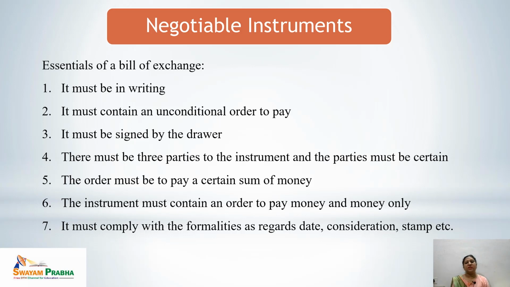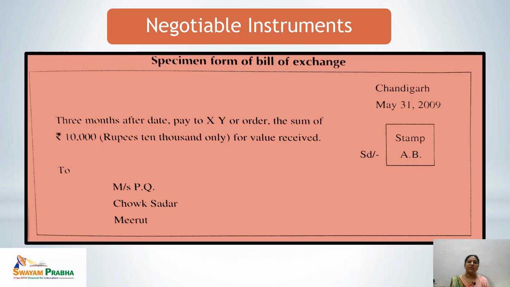The instrument must contain an order to pay money and money only. That means if any kind of article, any kind of bonds, etc., in lieu of that money is mentioned in the terms of the bill of exchange, it will not be a valid bill of exchange. It must comply with the formalities as regards date, consideration and stamp, etc. So all these features will make a bill of exchange a valid bill of exchange.